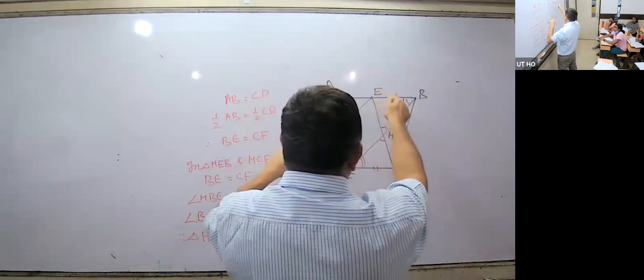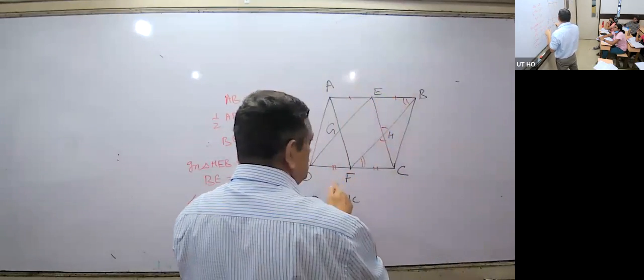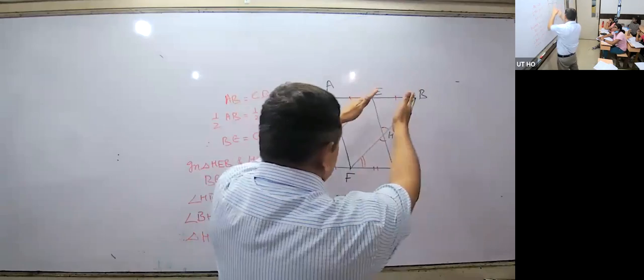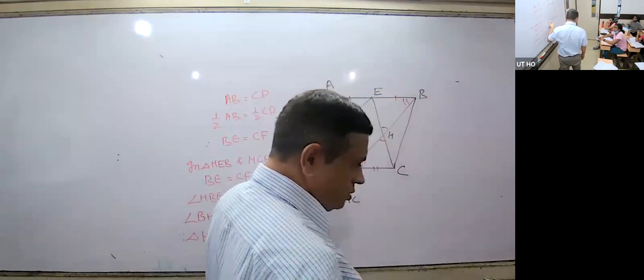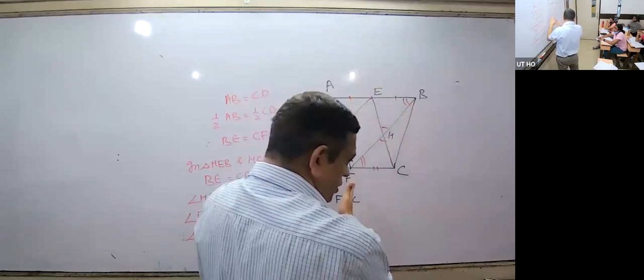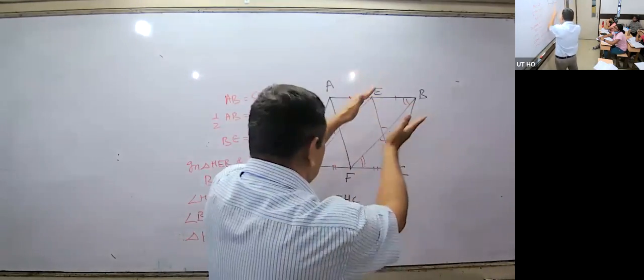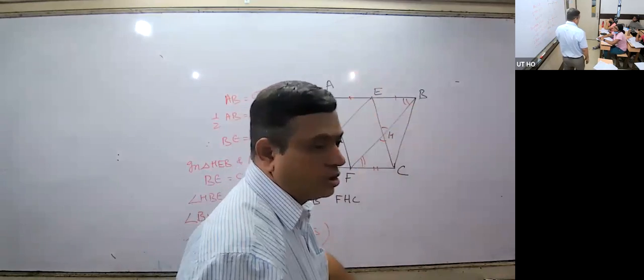Then, now you consider BEDF. This also you can prove is a parallelogram. These are equal and parallel. Therefore, these two are parallel. Opposite sides are parallel. And this is parallel.